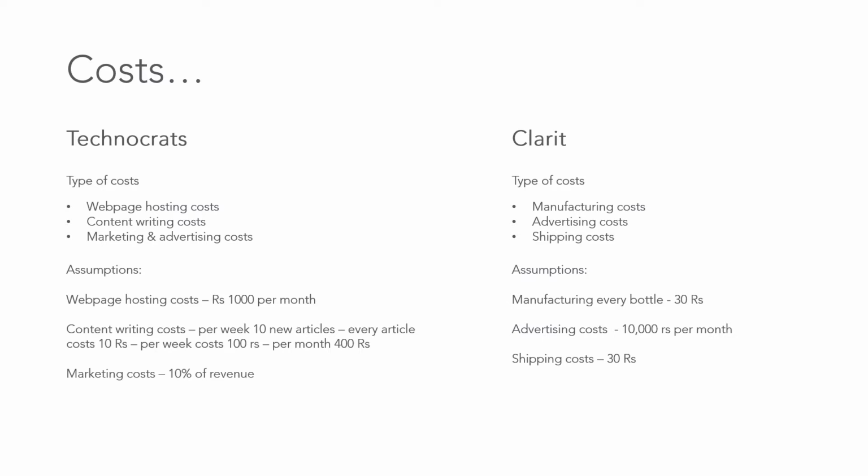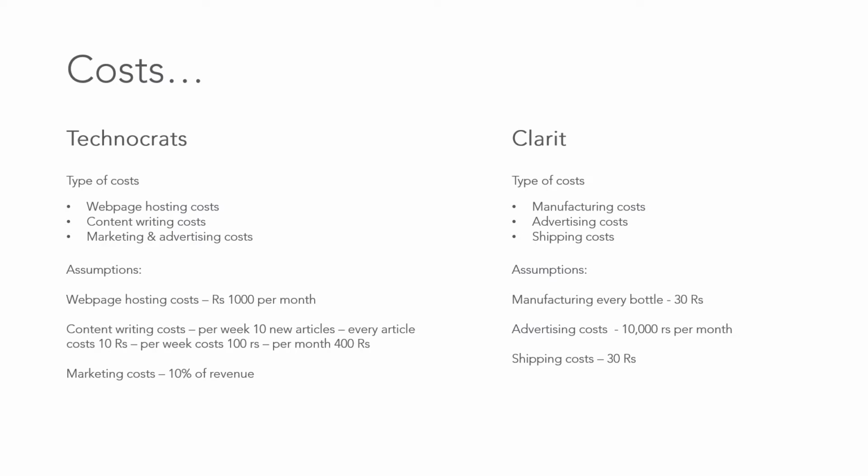Apart from that, there is a fixed advertisement cost for Claret as well. Let's look at Technocrats first. Assume the web page hosting cost to be around 1000 rupees per month, and for the content you plan to write, 10 new articles or 10 posts per week, and every article costs you 10 rupees to write.